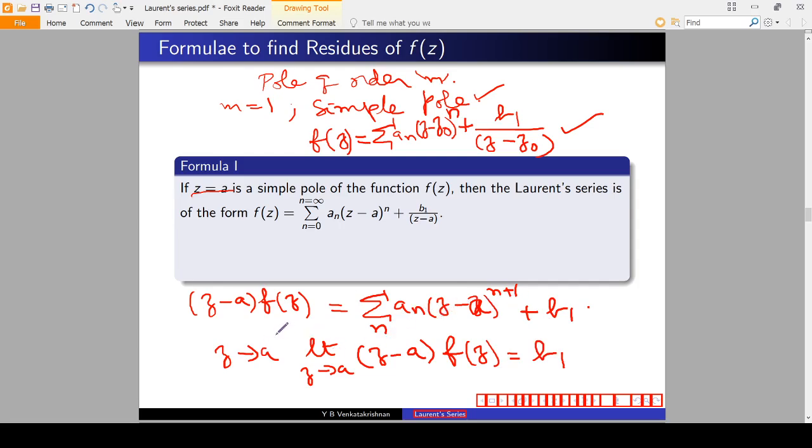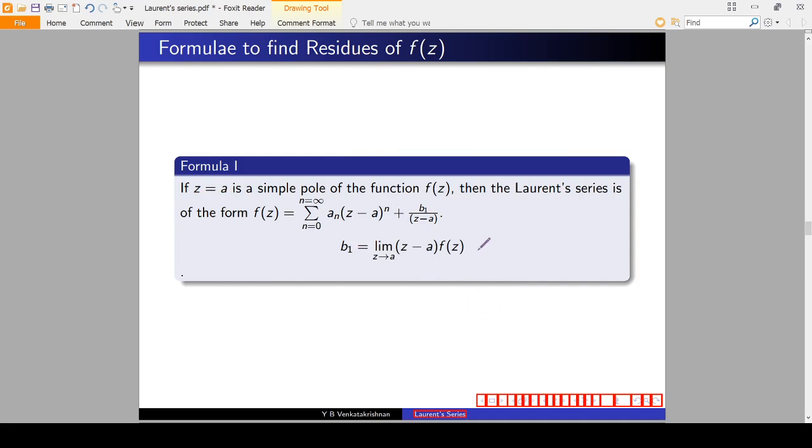So if you want to find the formula, if you want to find the residue at z is equal to a, you have to use this formula: limit z tending to a, z minus a into f of z is equal to b1. This is the formula to find the residue at a simple pole z is equal to a.